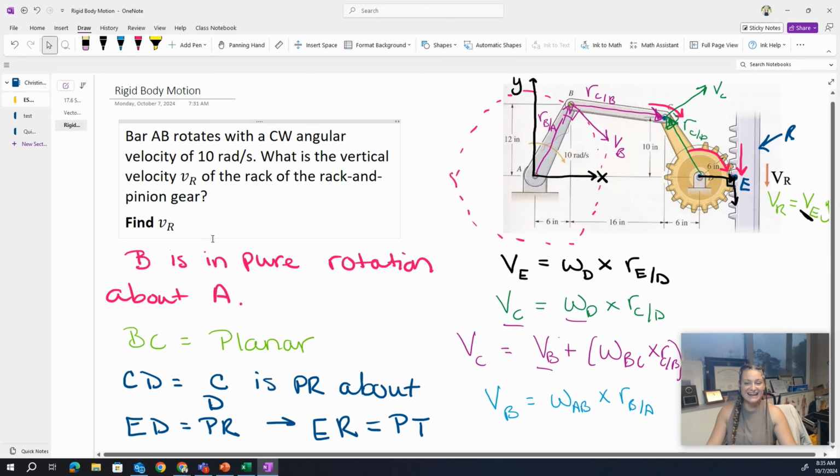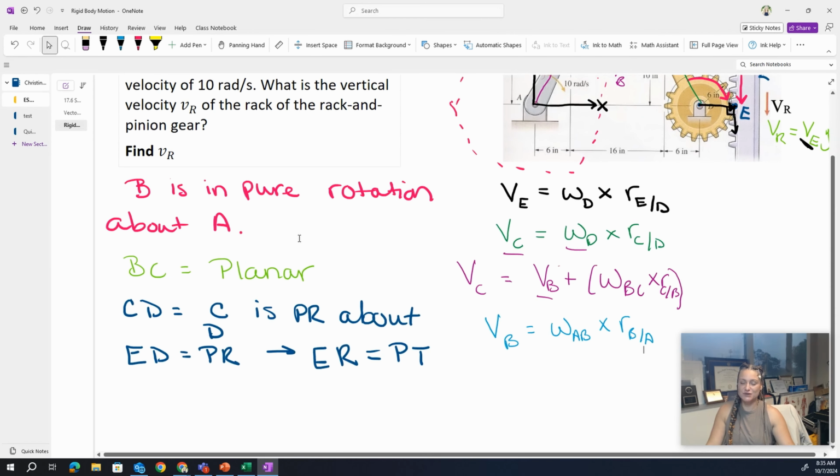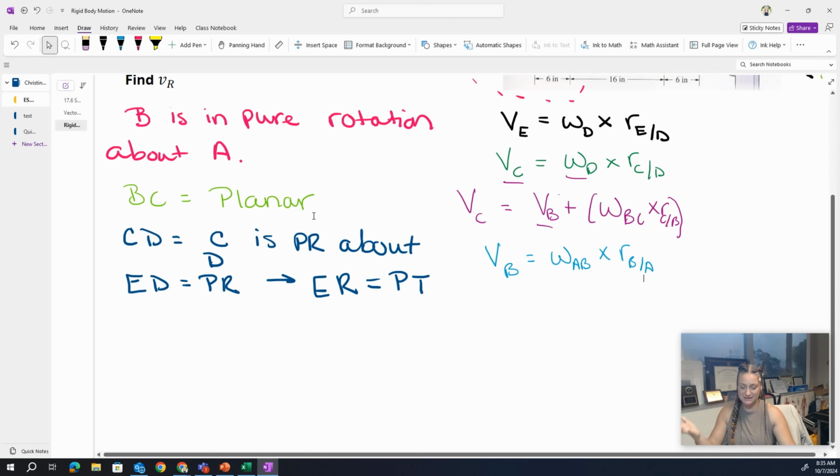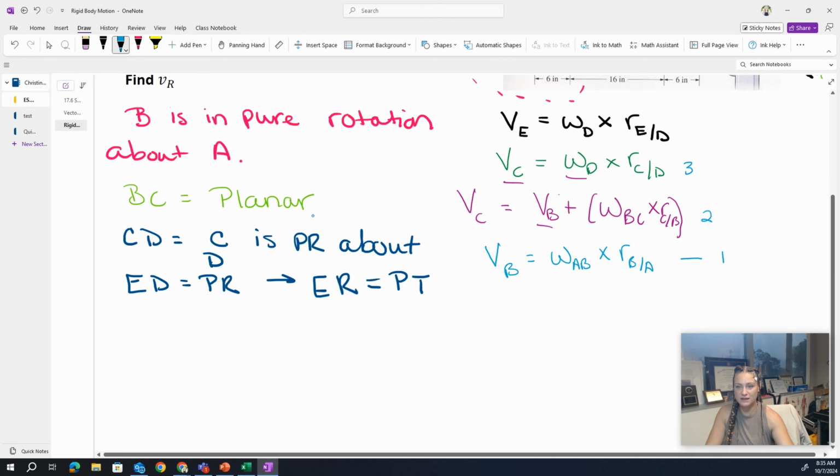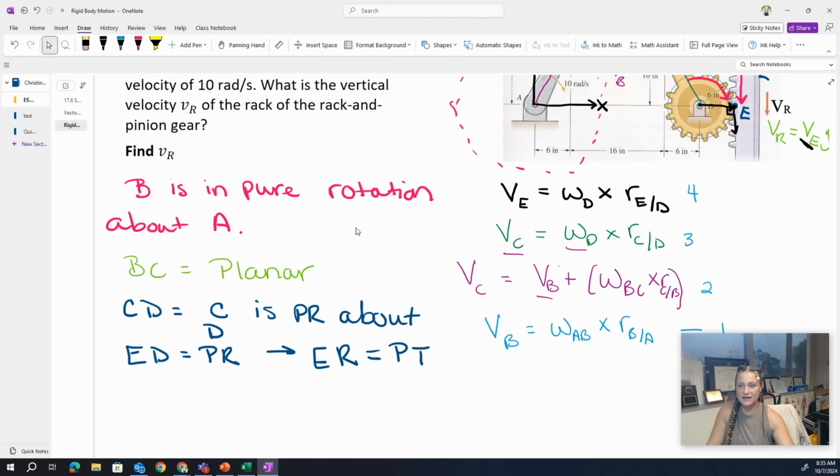I know this seems crazy, but the more you do it, the better you're going to get at it, and you'll be able to do it fast, okay? But this is the way it's going to be done. So I want you to start with this. This is going to be equation 1, 2, and 3 you're going to work together with. 4, and then VE and VR are the same.